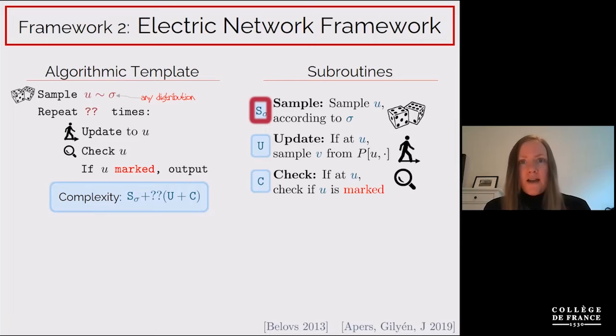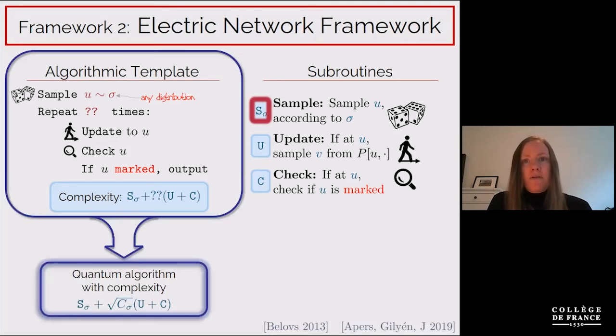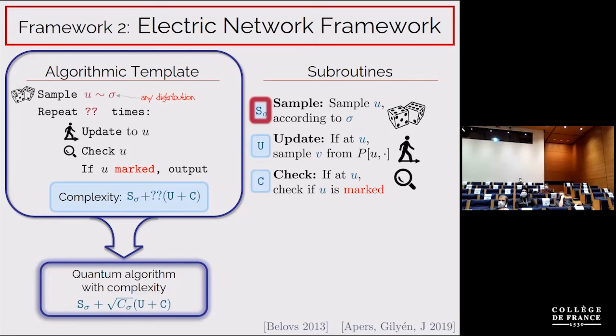Now we could define some new quantity that's the hitting time starting from sigma. That is, we could define a new quantity that's the number of steps that this classical algorithm needs. But actually, in this case, our quantum algorithm will not depend on this quantity. Instead, it turns out that we can compile this kind of algorithm into a quantum algorithm whose complexity depends on the square root of some quantity called C sigma, where C sigma is not the number of steps the classical algorithm has to take. So it's something different.